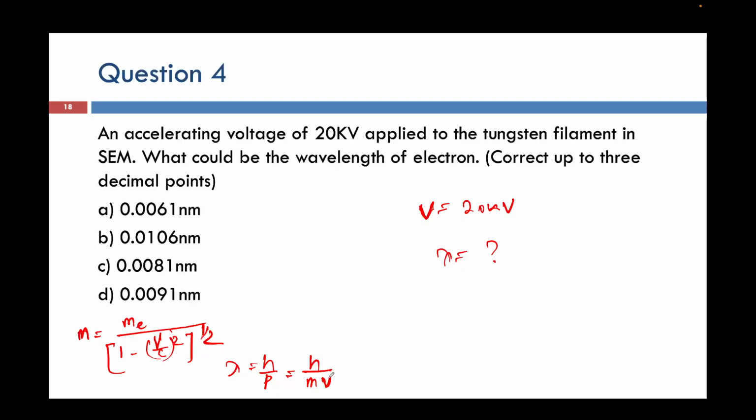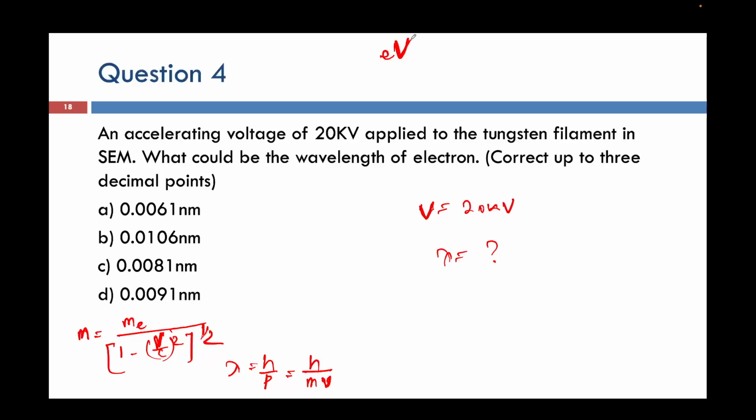And now we know that the energy gained by the electron when it is accelerated will be equal to the potential energy, which will be eV. Here V is the accelerating voltage. I can write the velocity as a small v and the voltage as a capital V. So equating all these three, what will happen?